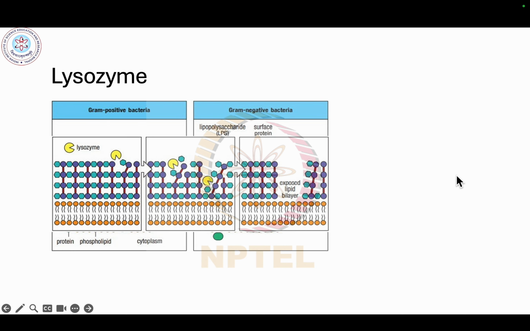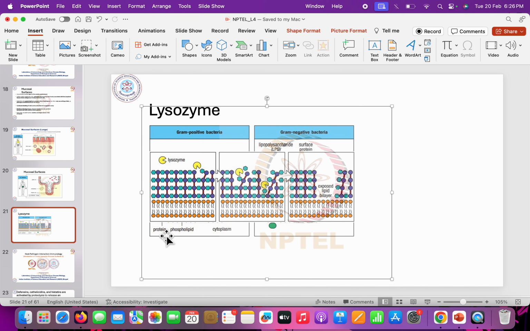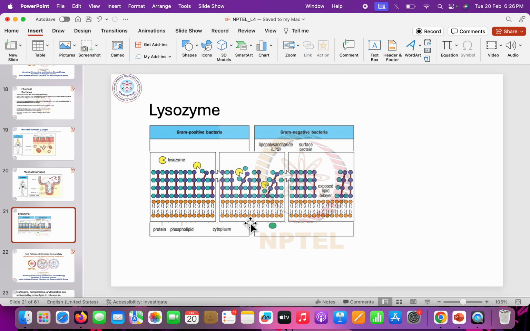So lysozyme is another antibacterial component. It acts on bacteria, whether gram-positive or gram-negative, which have different layers of peptidoglycans. It basically cleaves the bond between sugars in the peptidoglycans. Okay, this is how it acts against bacteria.